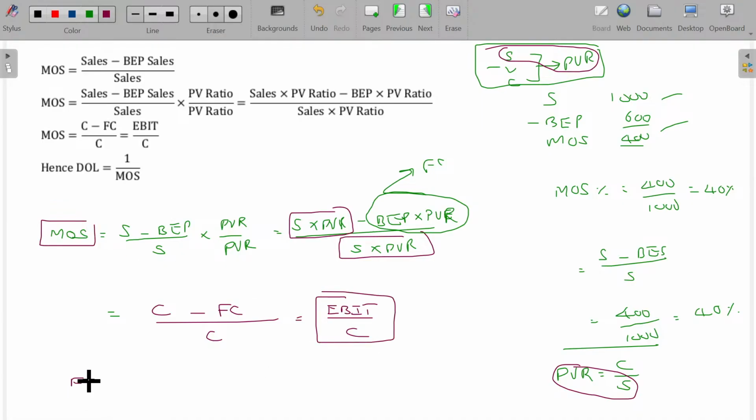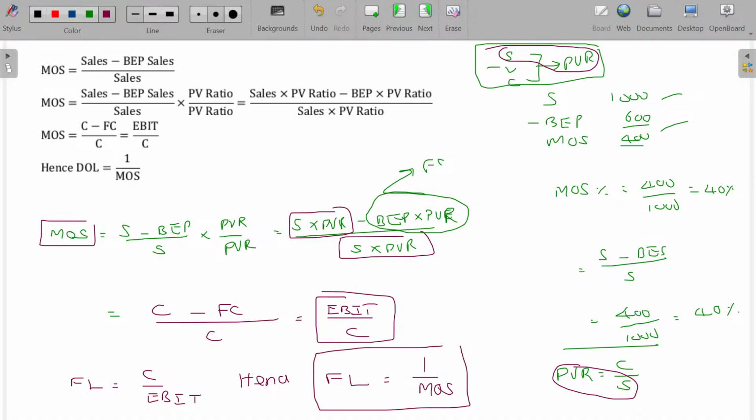You know that the financial leverage is nothing but C by EBT. It's the inverse. So, hence, financial leverage is equal to 1 by MOS. That's all. If the MOS percentage is given as 40%, then 1 divided by 40% will be the financial leverage. You no need to understand the derivations now. Once you finish the marginal costing, you can easily understand, no issues.